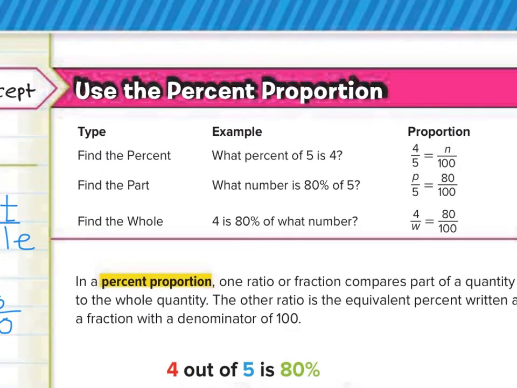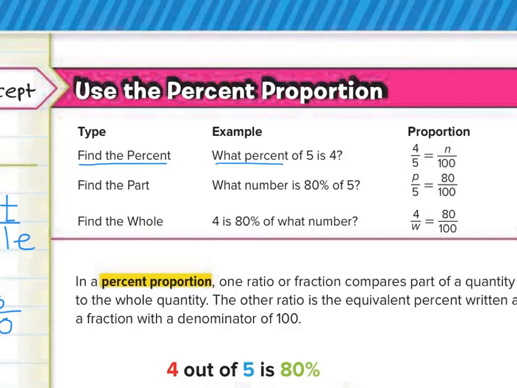Okay, so let's now look at some of the examples of the kinds of problems we'll be solving. They may ask you to find the percent, which will mean they will have the words what percent in the question. What percent of 5 is 4? So think about that. That's like on a quiz. Let's say you got 4 out of 5 points and you're wanting to know what your grade is going to be.